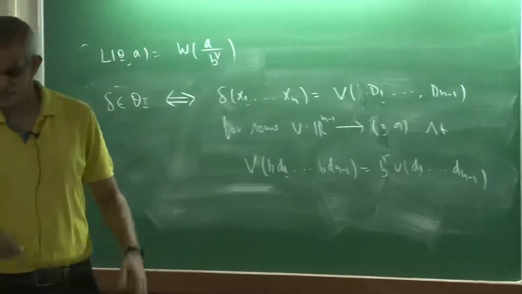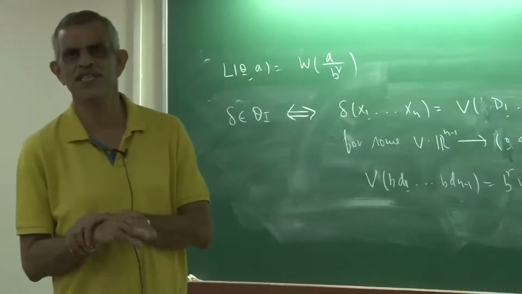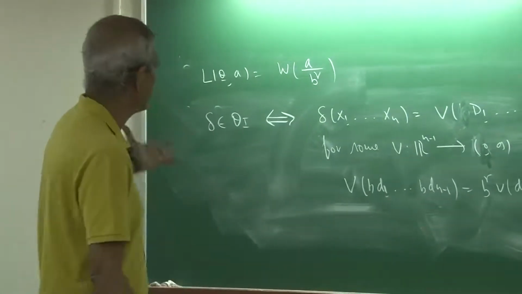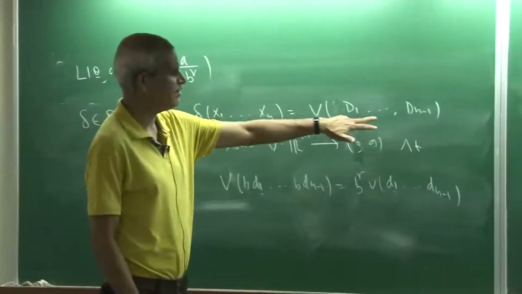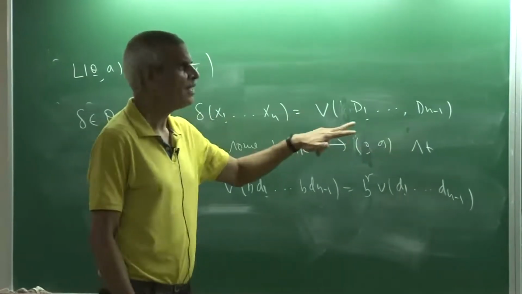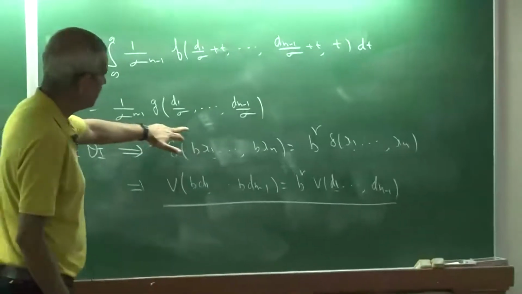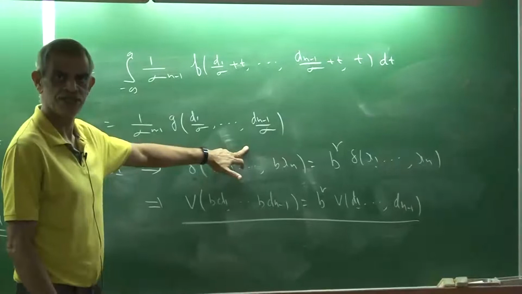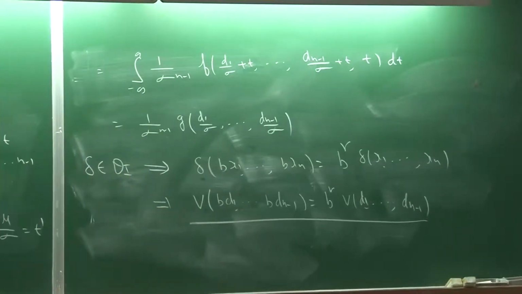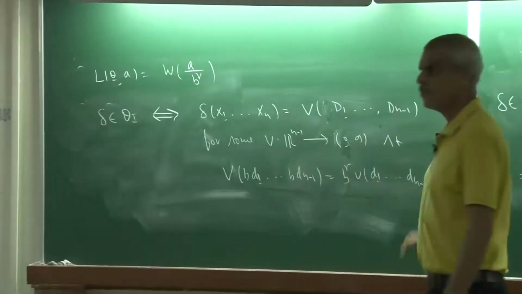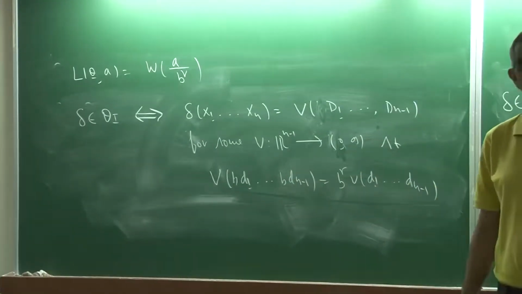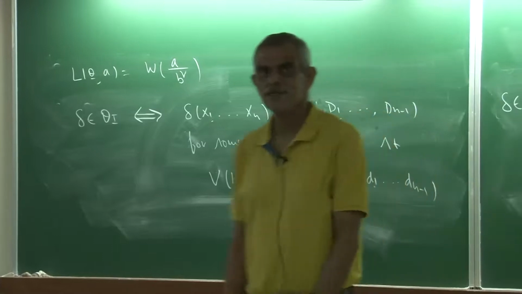So in fact, my original problem has reduced to the scale probability model problem only, because it says I should only restrict to estimators which are functions of d1, d2, dn minus 1, but d1, d2, dn minus 1 has a PDF which belongs to the scale family. Invariance here applies because of this fact. So you can get the best invariant estimator.